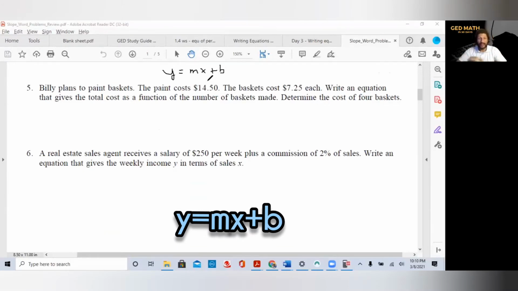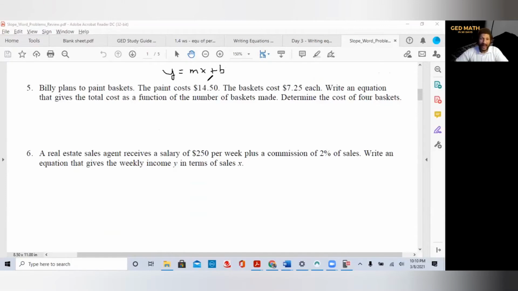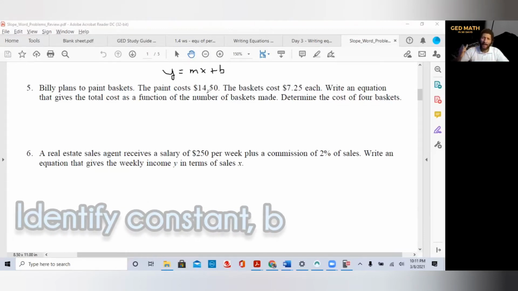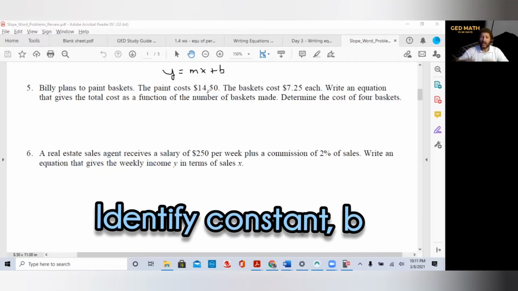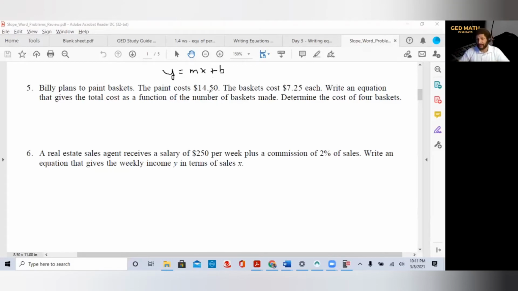Okay, Billy plans to paint baskets. The paint costs $14.50. The baskets cost $7.25 each. Write an equation that gives the total cost as a function of the number of baskets made. Determine the cost of four baskets. Again, what's not going to change? No matter how many baskets you make, it costs you $14.50 for the paint. Okay? That's your constant. That's not changing. Now, depending upon how many baskets you make, it's variable.